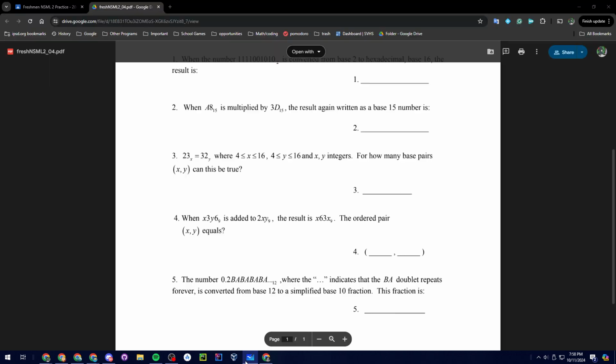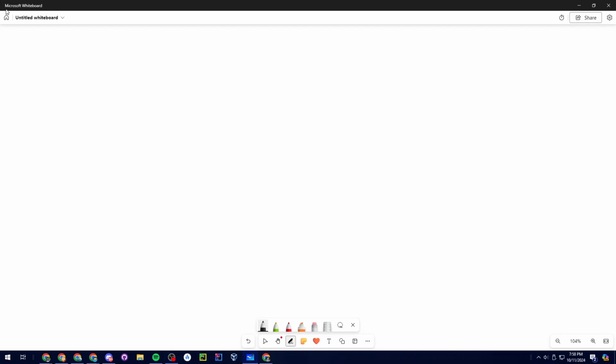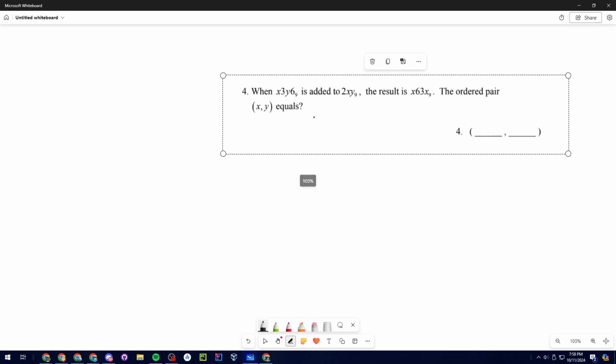Next problem. Okay, this one's nice. I kind of did. I don't know how good of a job I did last time explaining it. I'll hopefully do better.